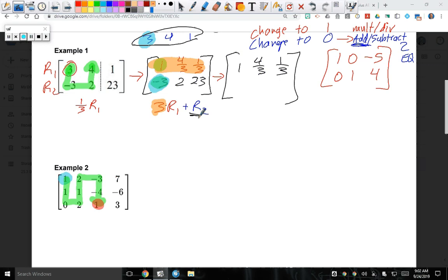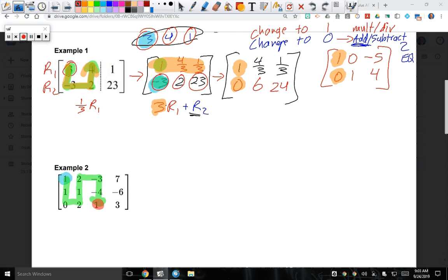So what would I get as a result? What is 3 plus that negative 3? I got 0. What is 4 plus this 2? 6. And what is the 1 plus the 23? 24. Notice what I'm doing each step of the way. I'm going through, again, this roadmap, and I'm creating 1's and 0's where they belong. And so far, I've got 2 of them done. I just need to do 2 more. Okay? Here we go.